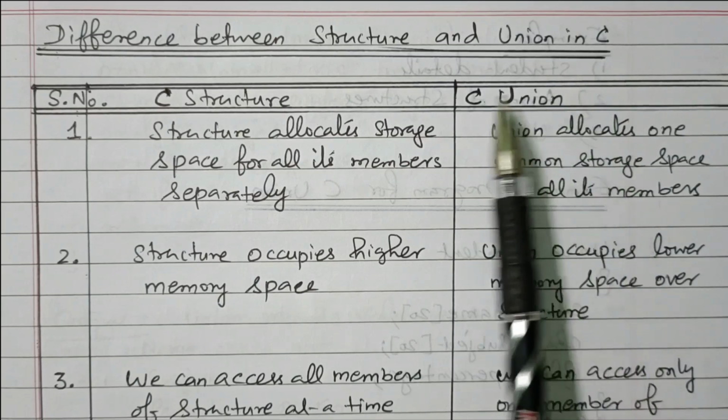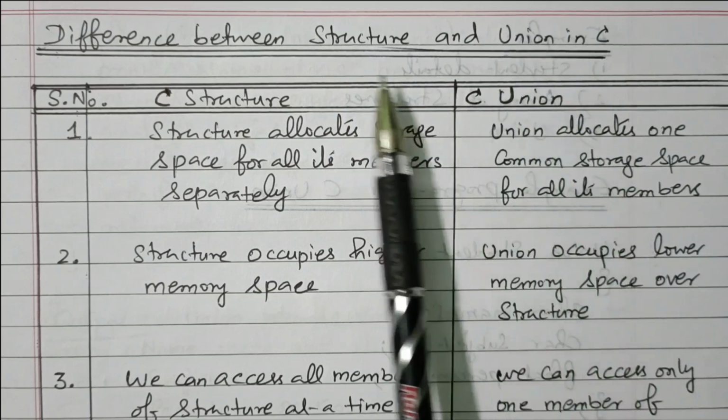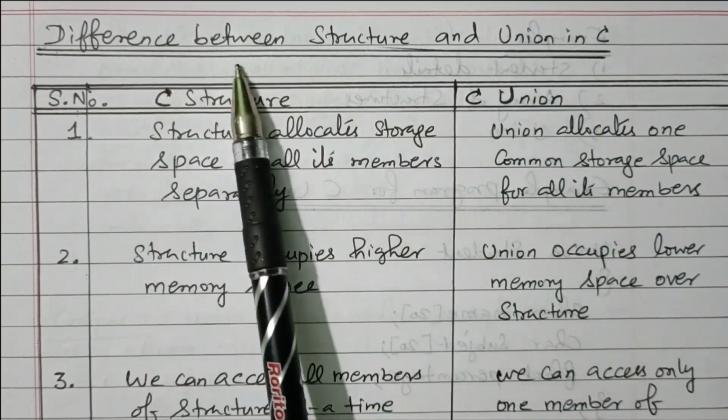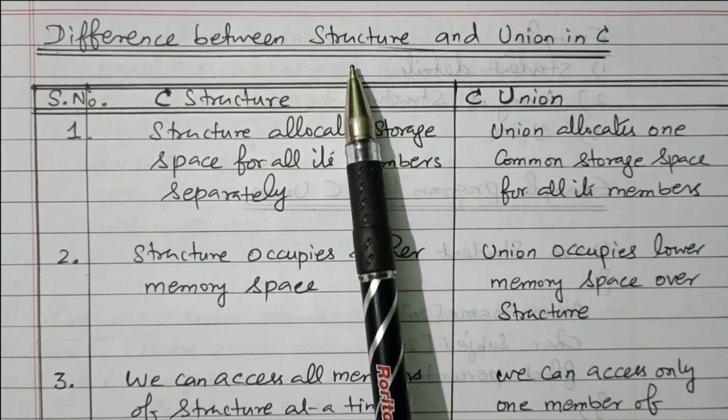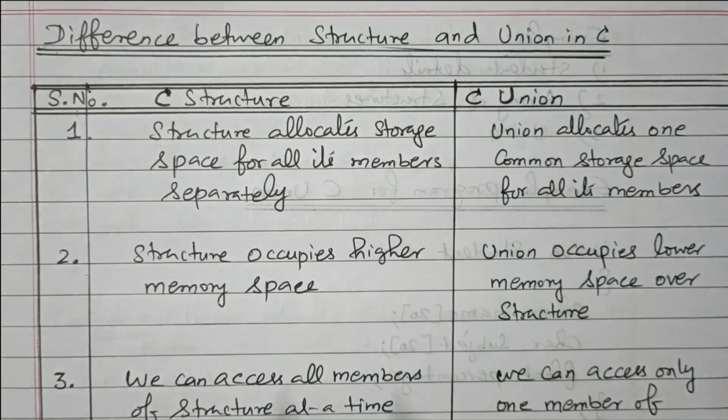Now we'll go to the topic. The structure and the union available in the C program. What are the differences? What is the comparison between them? First we will see the definition of what is meant by structure and what is meant by union.